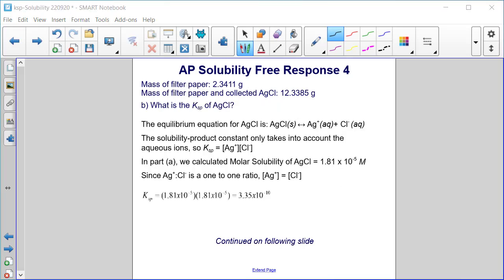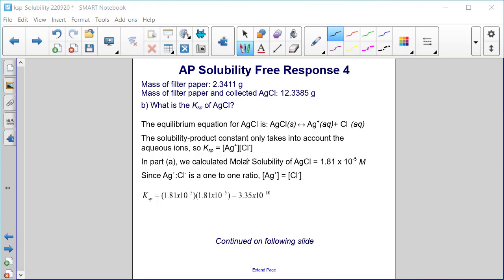Part B, what is the Ksp of AgCl? The equilibrium equation for silver chloride is silver chloride solid dissociates into silver ions and chloride ions in a 1-to-1 ratio. The solubility product constant, Ksp, only takes into account the aqueous ions. So Ksp equals silver ion concentration times chloride ion concentration.